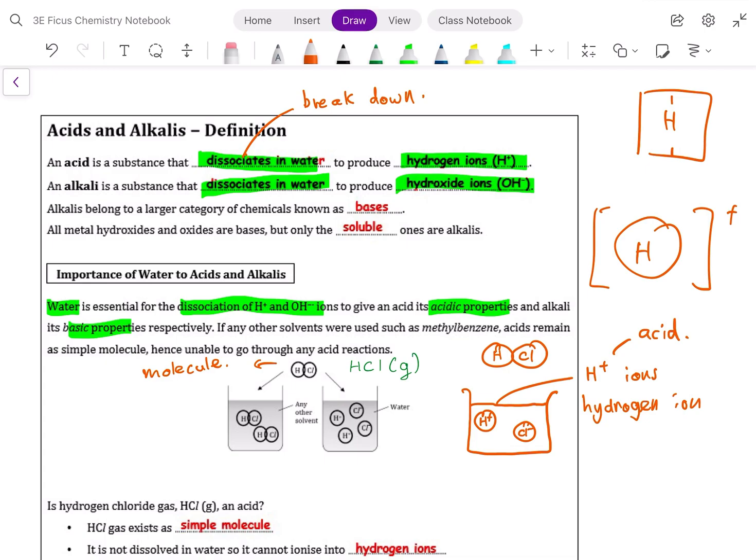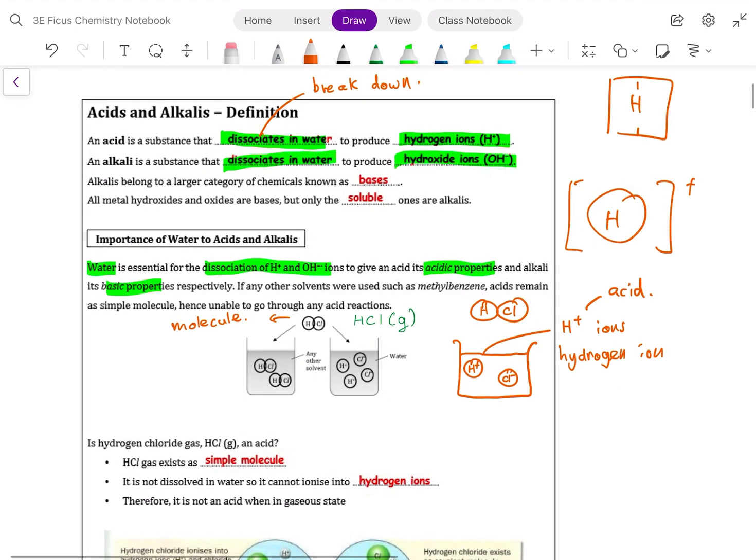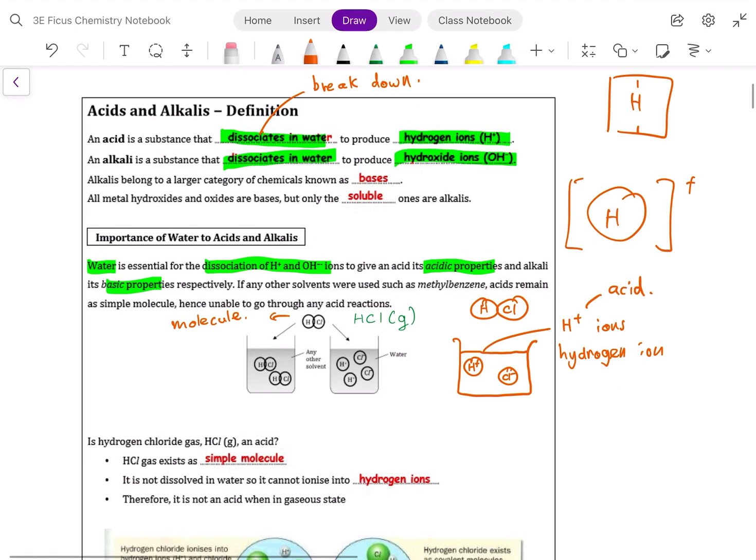Alkaline follows a very similar definition, just that it's the hydroxide ions. So let's say you have NaOH, sodium hydroxide.